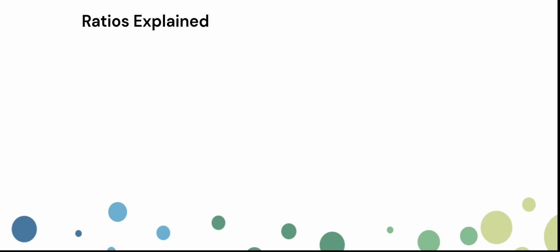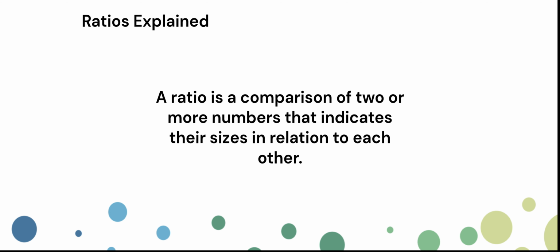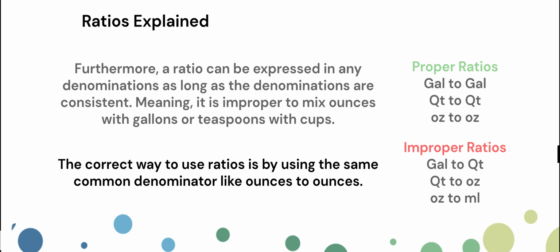To start things off, a ratio is a comparison of two or more numbers that indicates their size in relation to one another. Ratios can be expressed in any denomination as long as denominations are consistent, meaning it's improper to mix ounces with gallons or teaspoons with cups. On the right, you'll see the proper ratios and also the improper ratios.